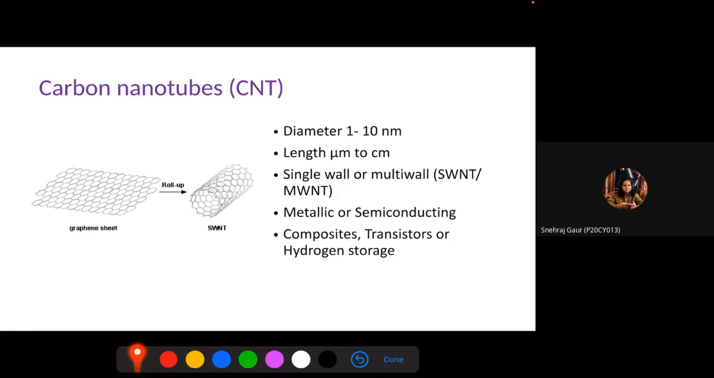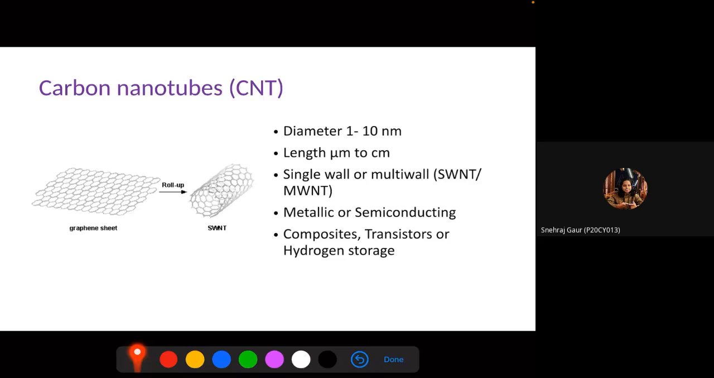Okay. So of course, when it was first produced in 1991 by Iijima, first actually it was not the single wall that was produced, it was a multi-wall carbon nanotube. And typically these carbon nanostructures are synthesized.